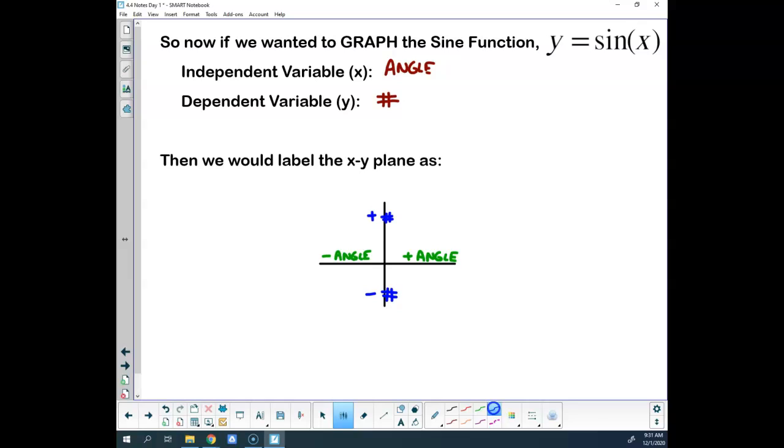What we are going to do today is we are actually going to graph sine of x and cosine of x. And we're going to be using the Spaghetti Lab sheets. Okay?